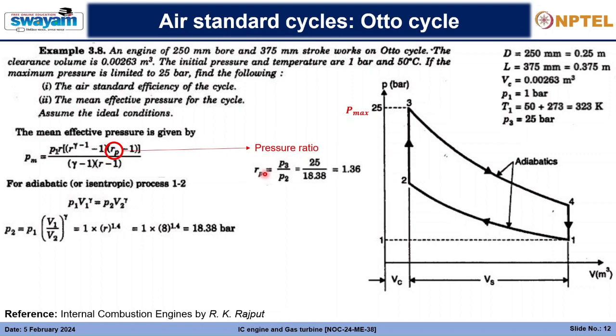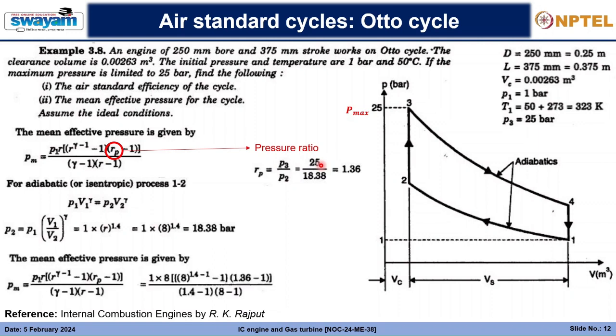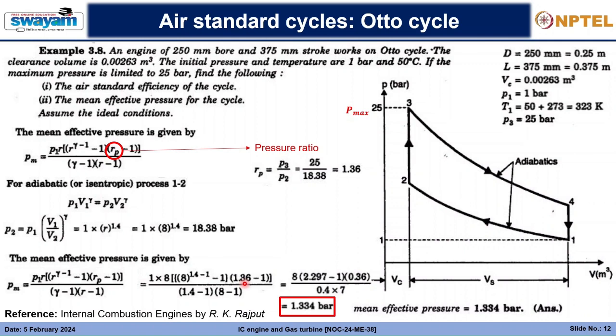So RP, P3 to P2, is 25 divided by 18.38. We were quite lucky in our case that the maximum pressure is already given. That is 25, and accordingly the pressure ratio is 1.36. So the mean effective pressure, now putting in the values of R, RP, P1, everything, we will get that to be 1.334 bar. That is the mean effective pressure.